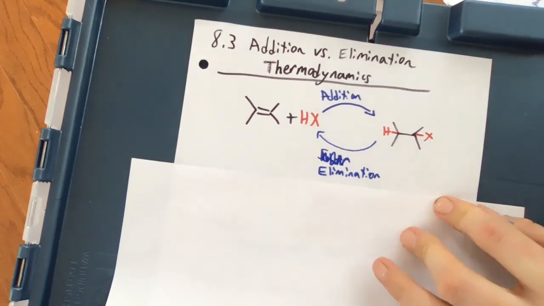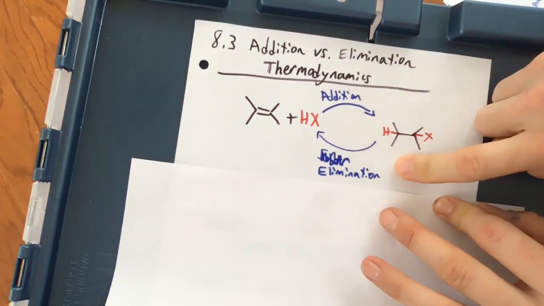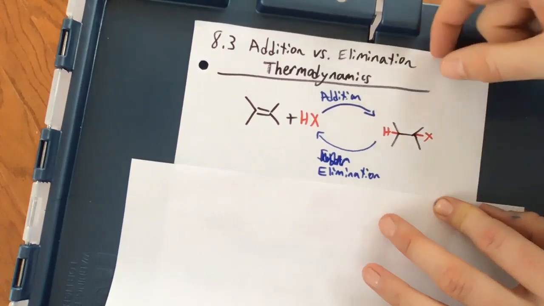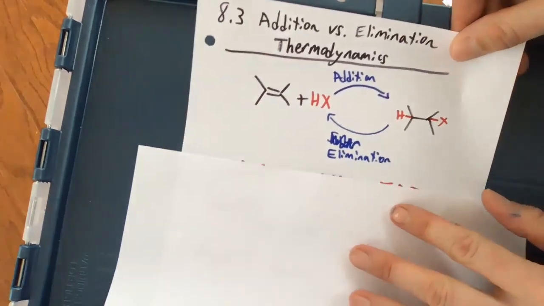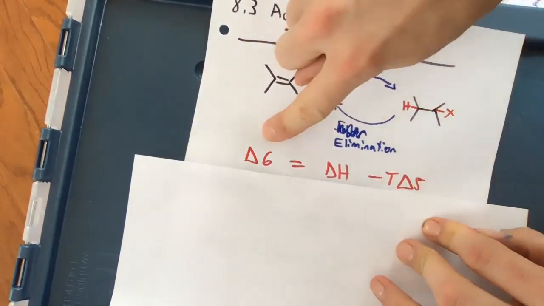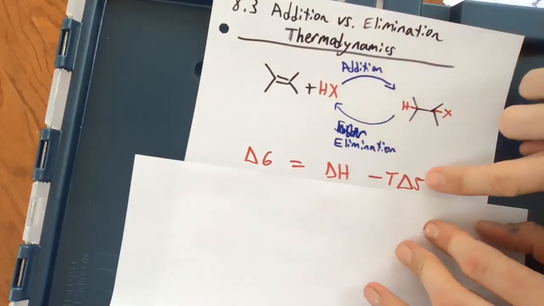So the question is, why would you have addition or elimination? What thermodynamic factors are going to be governing these two reactions? So let's think about the Gibbs free energy equation. Remember, we're going to be talking about the free energy of a reaction, and that's going to have an enthalpy term and an entropy term.